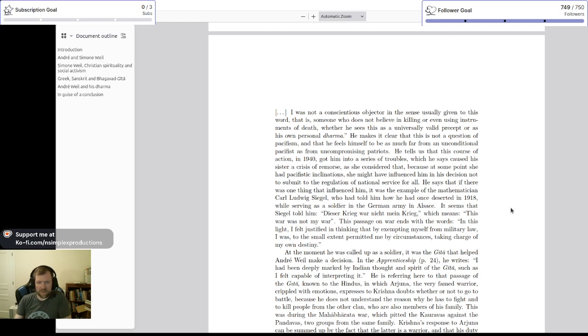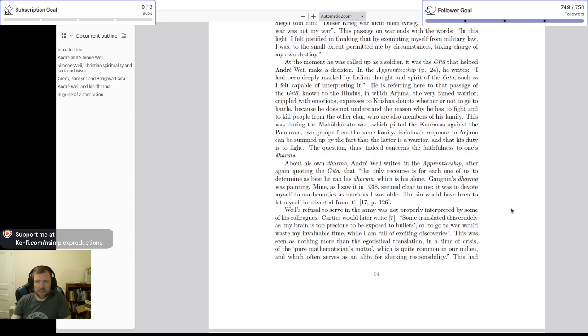In The Apprenticeship, he writes, "I have been deeply marked by Indian thought and the spirit of the Gita, such as I felt capable of interpreting it." He's referring here to the passage of the Gita known to the Hindus, in which Arjuna, the very famed warrior, crippled with emotions, expresses to Krishna doubts whether or not to go into battle because he does not understand the reason why he has to go and fight and kill people from the other clan, who are also members of his family. This was during the Mahabharata war, which pitted Kauravas against the Pandavas, two groups from the same family.